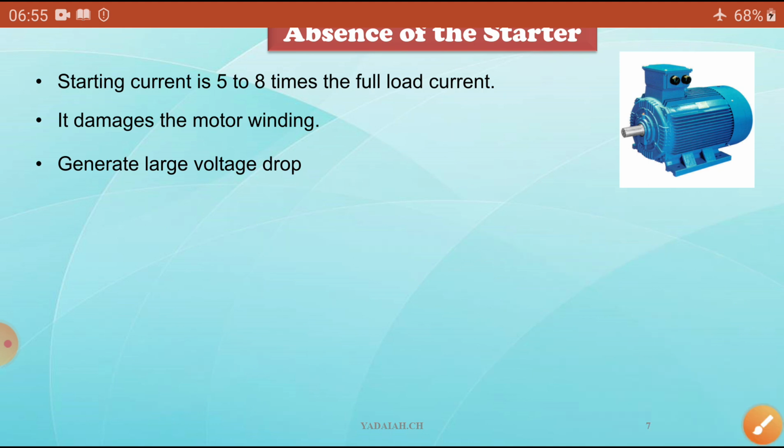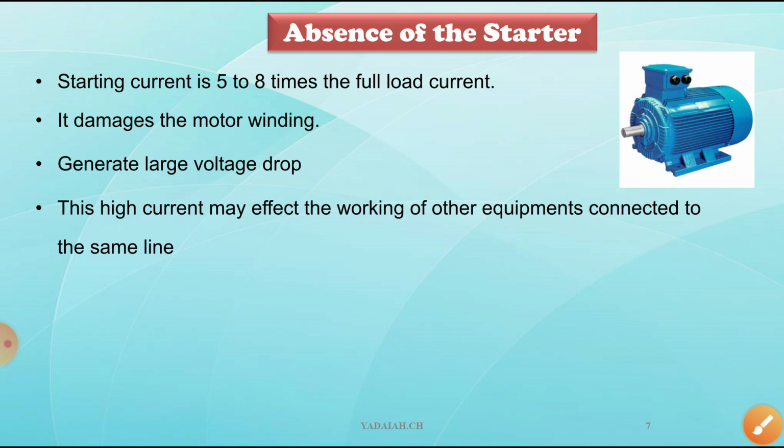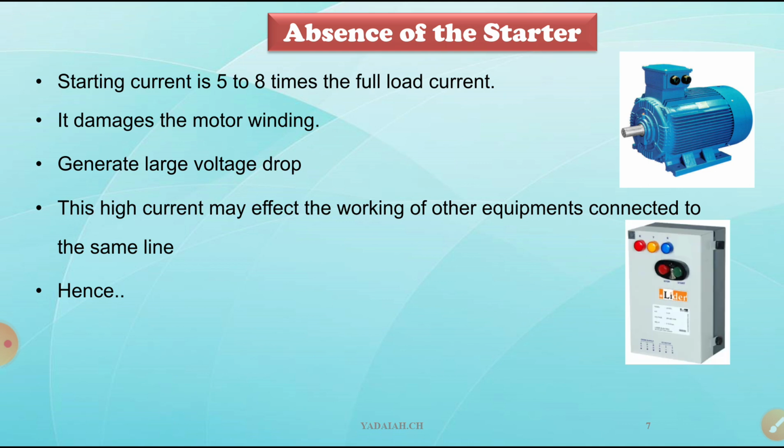Now, high current may affect the working of other equipment connected to the same line. Hence, we require some traffic constable, some initial support. So it is essential to limit the high current with the help of our starter. This is our traffic police. He can control the problems we discussed above, so this can be avoided with the help of our starter.